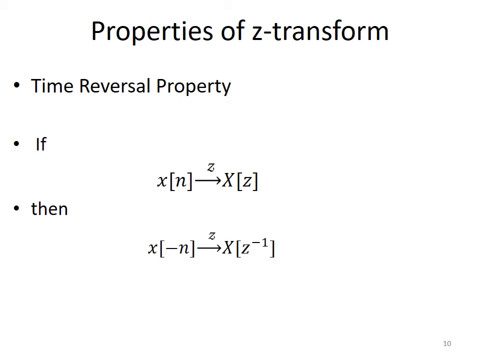Now we have the time reversal property, and according to this, if x of n has the z transform X of z, and if x of n is time reversed, then instead of z we write down z power minus 1 in the transform.